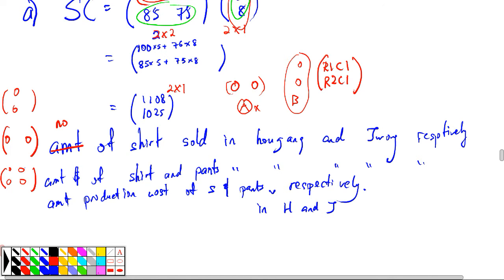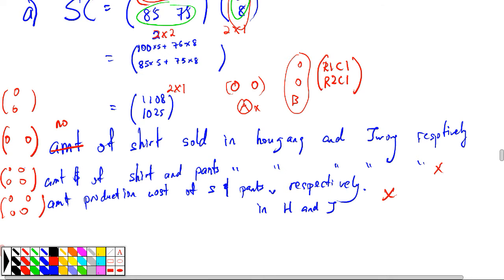Okay, last one. Amount production cost of shirt and pants in Hougang, also the same. This one you also expect to see four numbers. So straight away this is wrong. Why? Because the answer only got two numbers. But I'm not sure, so how do I know which one to write?